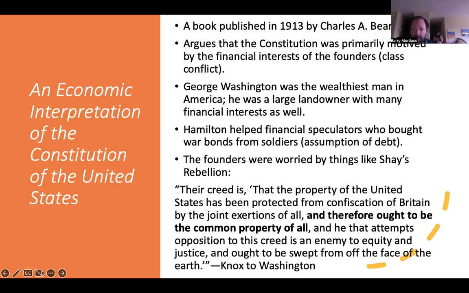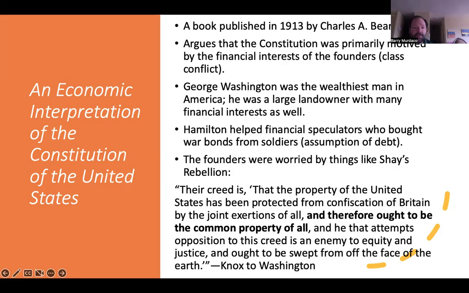The people who actually framed the Constitution, but not necessarily founded the country, were extremely wealthy people. George Washington was the wealthiest man in America, largely through owning slave plantations. He was a large landowner with many financial interests as well. He had so much money, he could basically function like a bank. He would loan out money and receive interest on it.